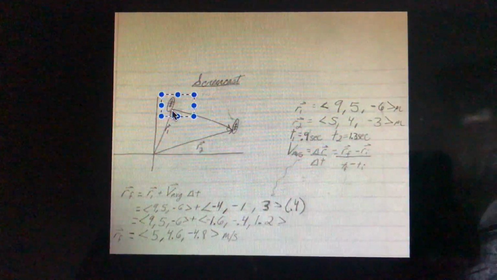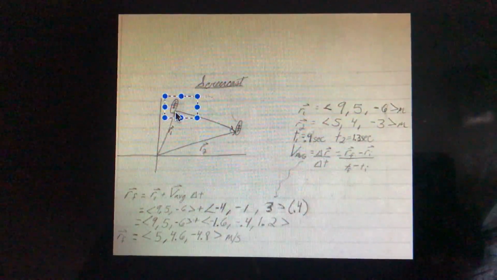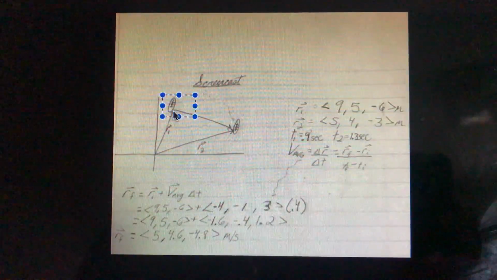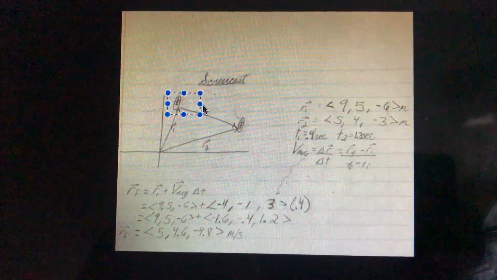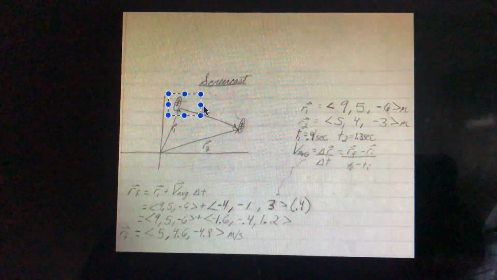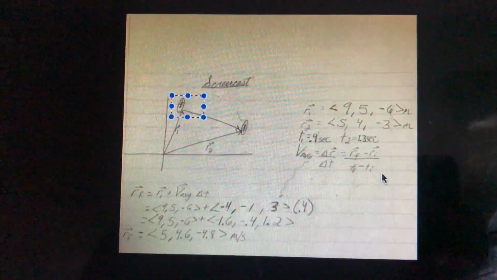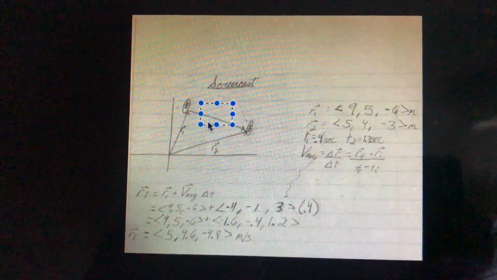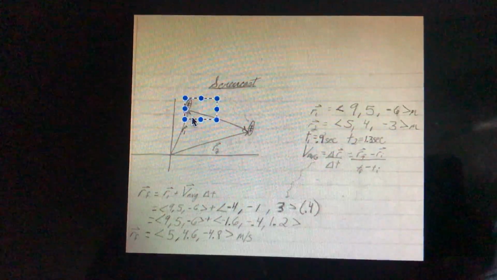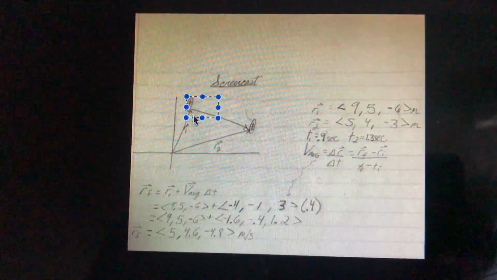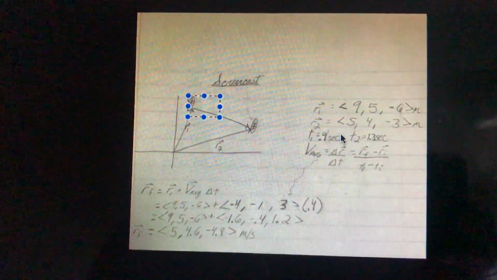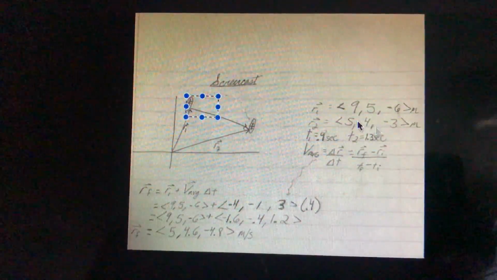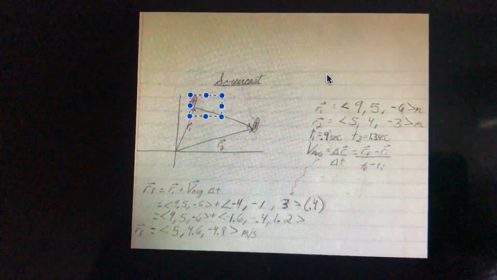formula derives from V average, which is the change of R over the change of T, which comes from R final minus R initial, and T final minus T initial in the denominator. So what I did was I made up the units for R1 and R2 and for the time intervals.